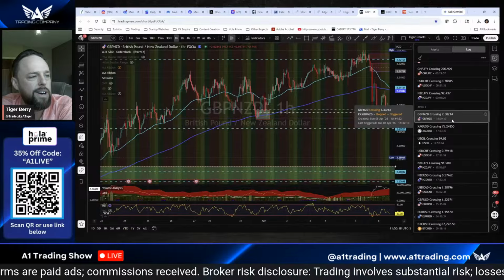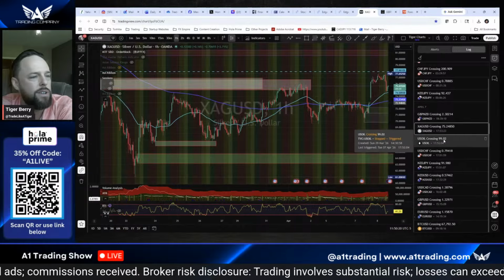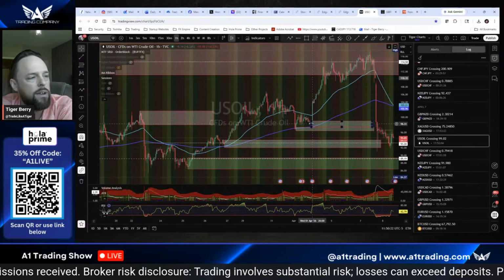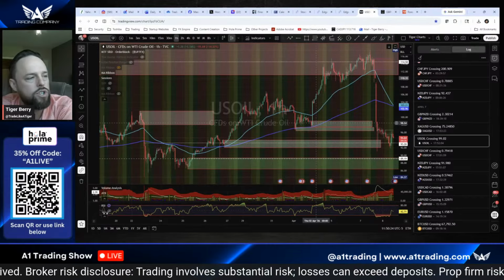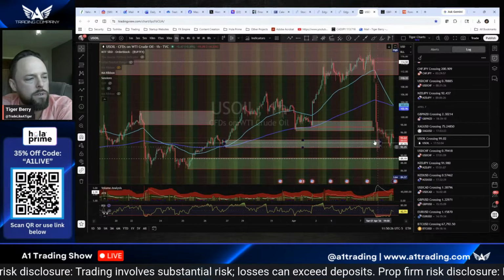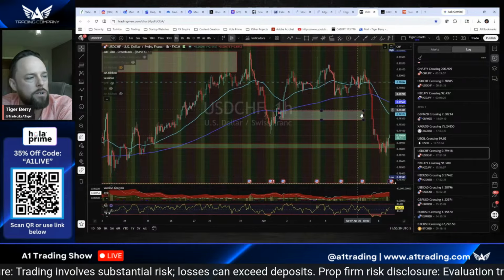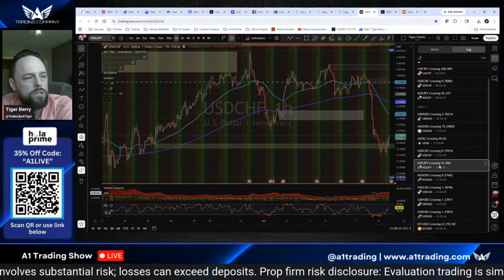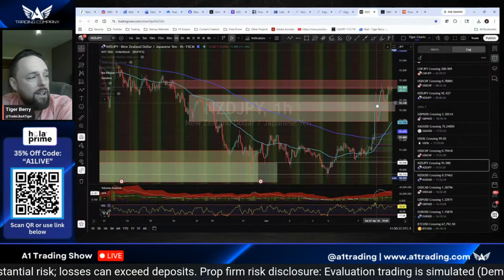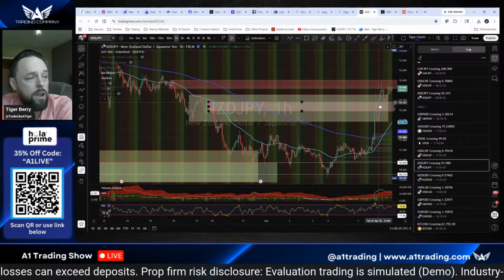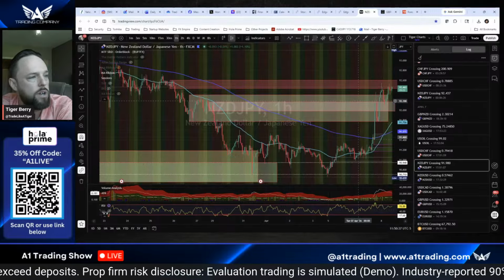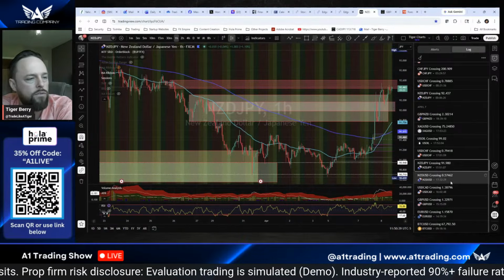So let's see here. Oil, okay, I was keeping an eye on oil. It just blitzed through all these demand zones, as you can see there. Dollar Swiss, same thing, blitzed through all the zones, blitzed through a daily 4-hour confluence right here, guys. That's a pretty powerful push up. Kind of getting a little bit of bounce from this 4-hour zone right there.